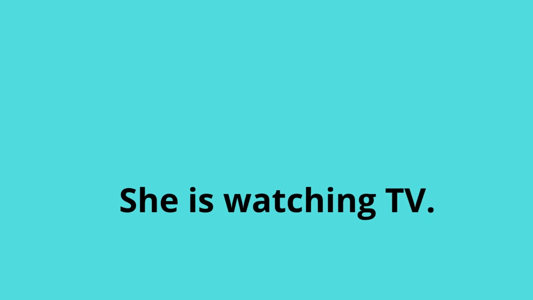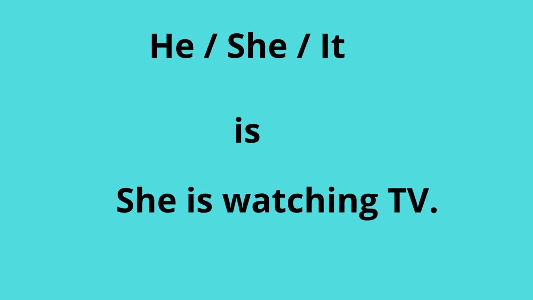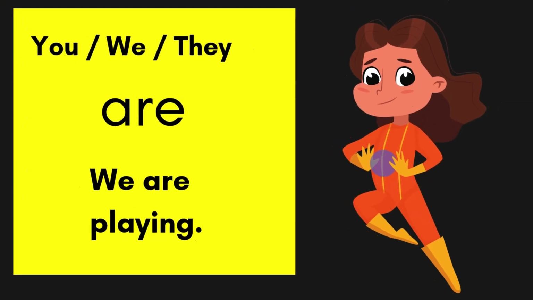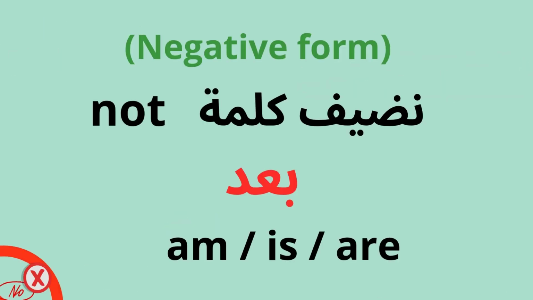Example: I am reading. He, she, it: is. She is watching TV. You, we, they: are. We are playing. Negative form.